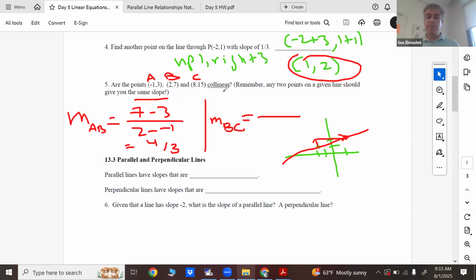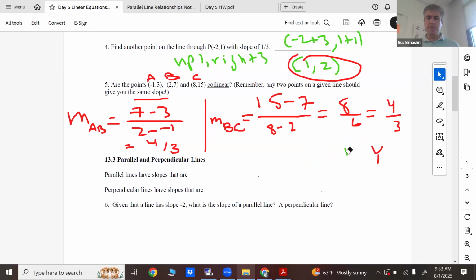If not, it's no. 15 minus 7, okay, well, that's 8. But hold on, could reduce. 8 minus 2, that's 6. What does 8 over 6 reduce to? 4/3. So the answer is yes. Let me erase this other junk because it's from the previous problem.